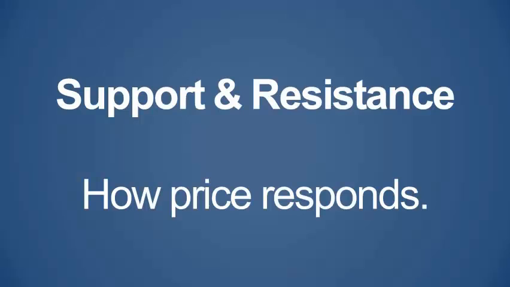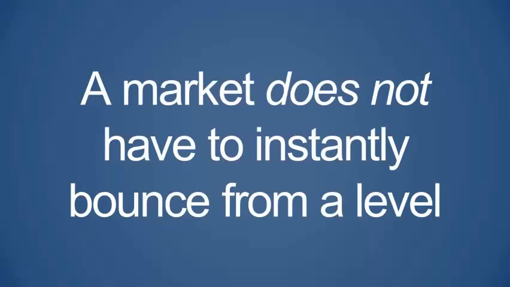Part of the problem with how people use support and resistance is that although most are aware of the different basic ways a market can respond to a technical level, they often are not taking that into account when executing around a level. A market does not have to instantly bounce from a level, and this is a dangerous way of thinking that's easy to get sucked into. A market can breach a level only to turn around and reverse back to where it came from.